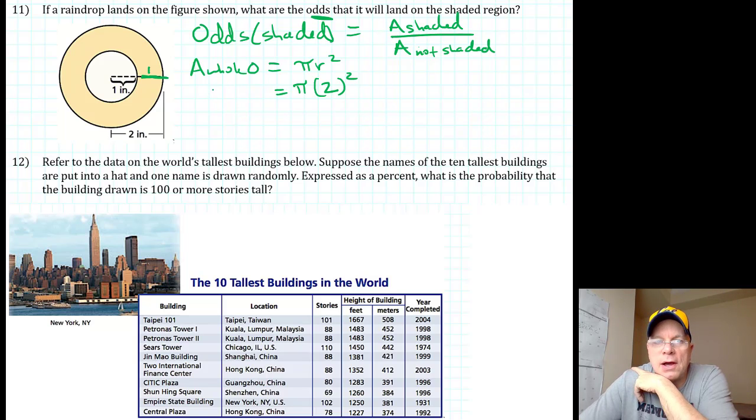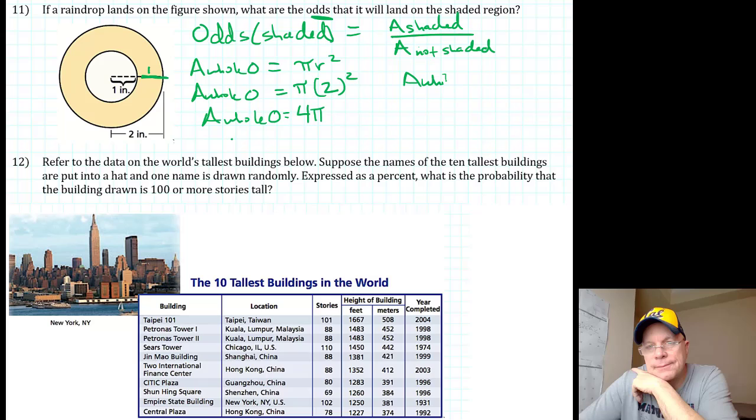I want the exact odds. I don't really need to be changing pi to any estimate. It's not called for in a situation like this. So the area of the whole circle is pi times 2 squared, or 4 pi. The area of the white circle, also pi r squared, but then the radius is 1. Pi times 1 squared, that's 1 pi, or just pi.